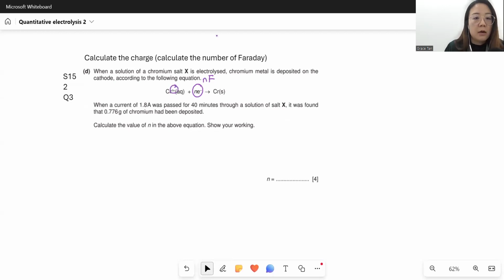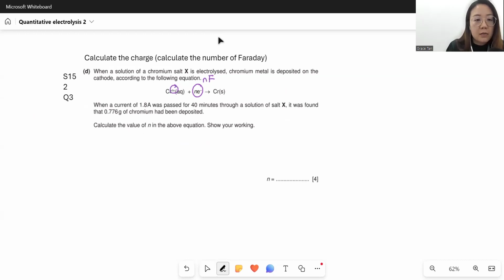Now, chromium is a transition element, so it can exist in variable oxidation states. So we don't know what the oxidation number of chromium is. It can be 2, it can be 3, it can be 6. But we have to go and calculate it. Okay, so now let's look at the information given.